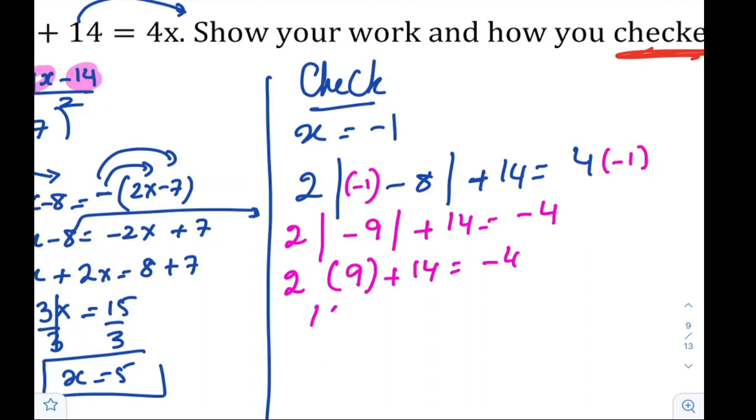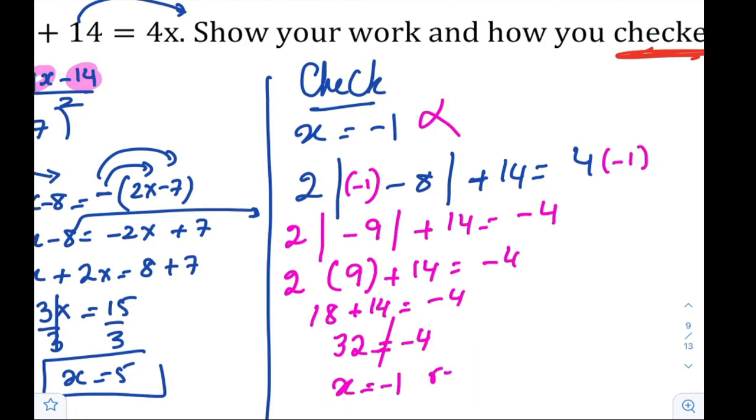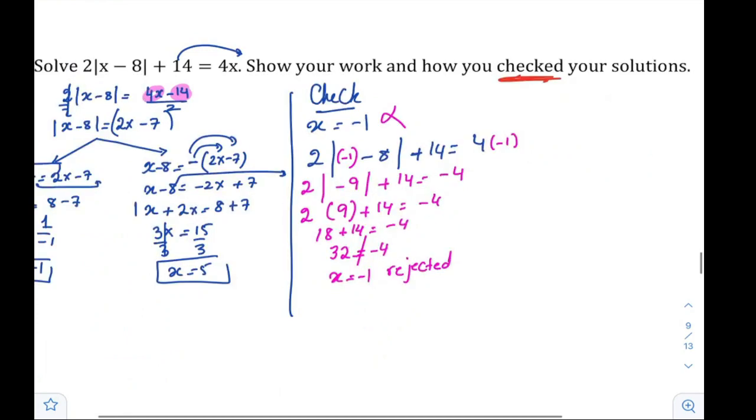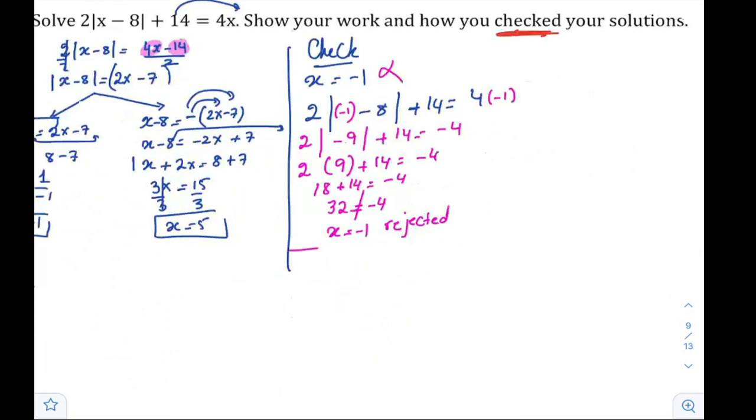And that means 18 plus 14 is equal to minus 4. 32 is equal to minus 4, which is wrong, definitely. So that means this is not a possible solution. This is rejected. So x is minus 1 will be rejected, will not be taken as a solution. However, we were expecting that. Now let's check the other solution.